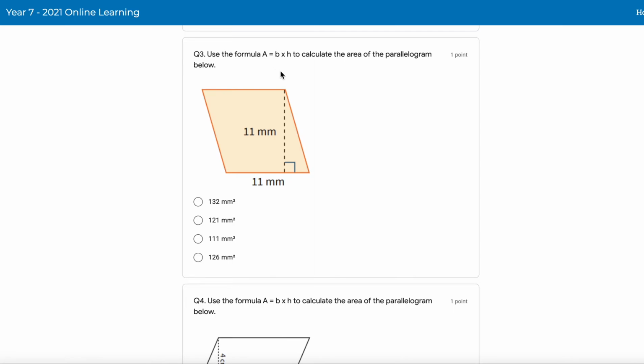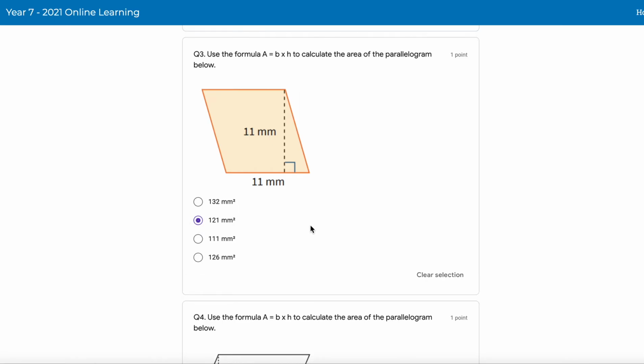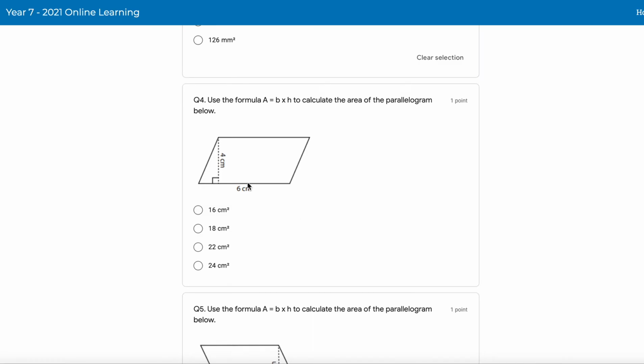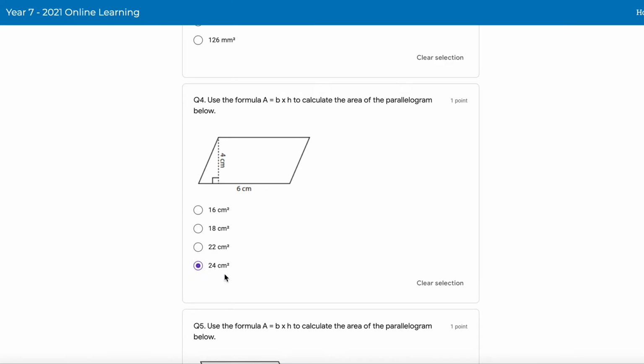Again, using the same formula, let's calculate the area of this parallelogram. We've got a base of 11 and we've got a perpendicular height of 11 as well. So this is going to have the same area as a square would have with a side of 11. And that's 121 millimeters squared. Here we have a base of 6 centimeters and a perpendicular height of 4 centimeters. So 6 times 4 gives us 24 centimeters squared because we're now talking about area.